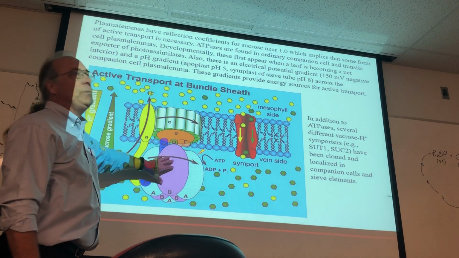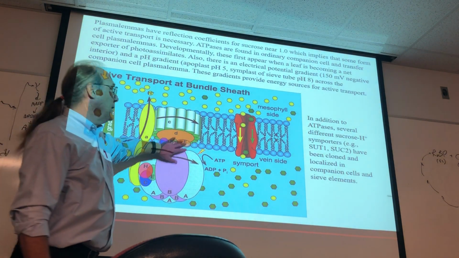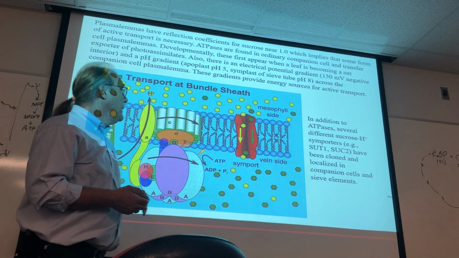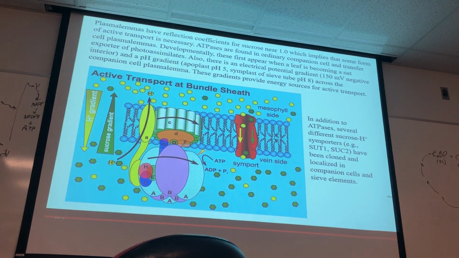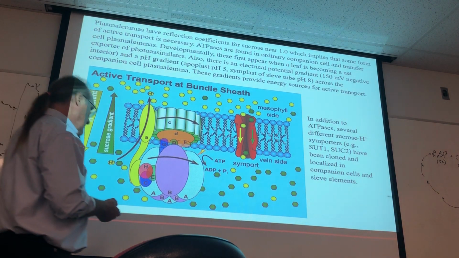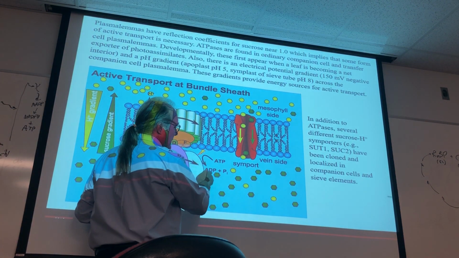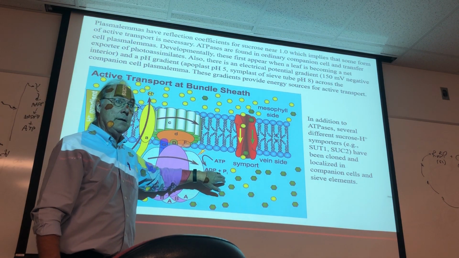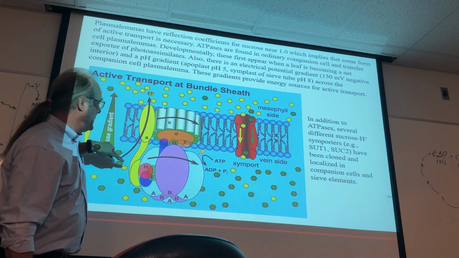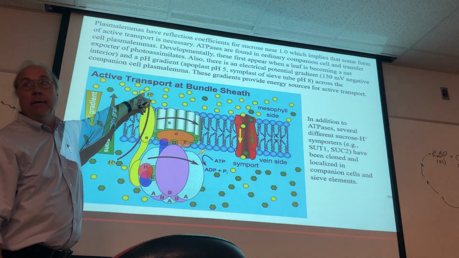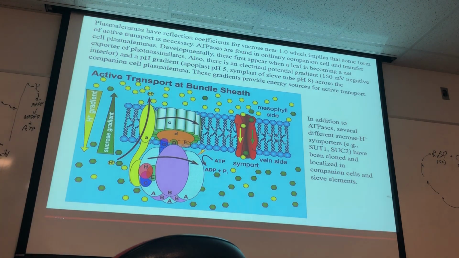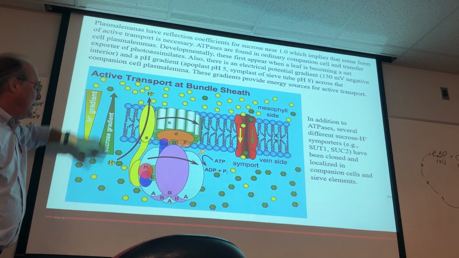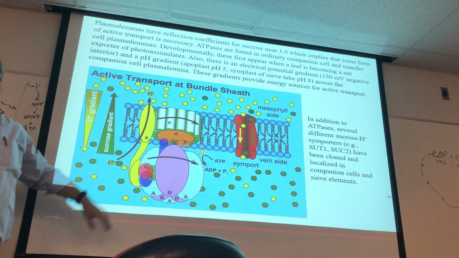So there are ATPases, enzymes embedded in the plasma membrane, that take ATP and break it down to ADP plus an inorganic phosphate, which releases a lot of energy. That energy is used to pump a proton from one side of the membrane to the other. That results in a pH gradient and an electrical potential gradient across that membrane.